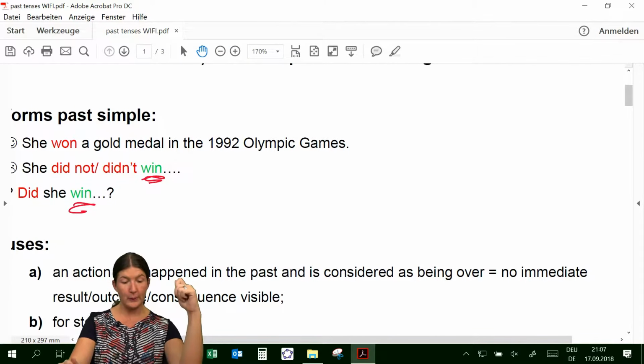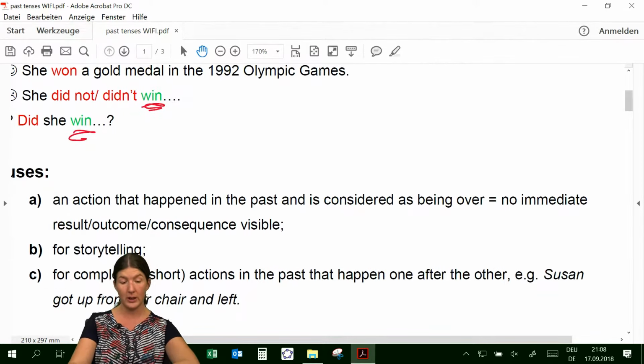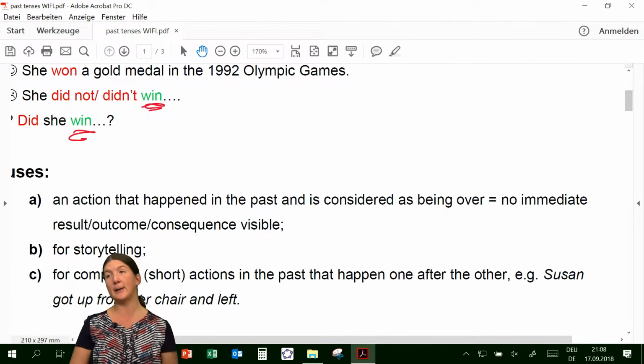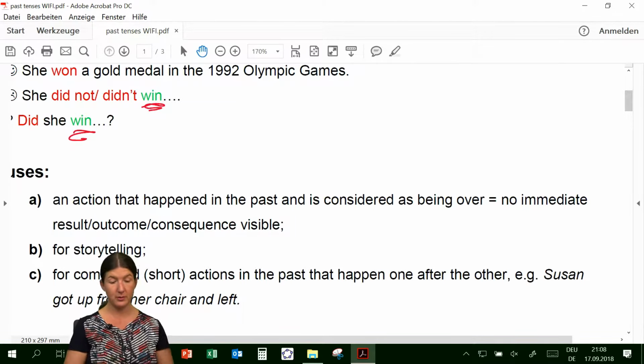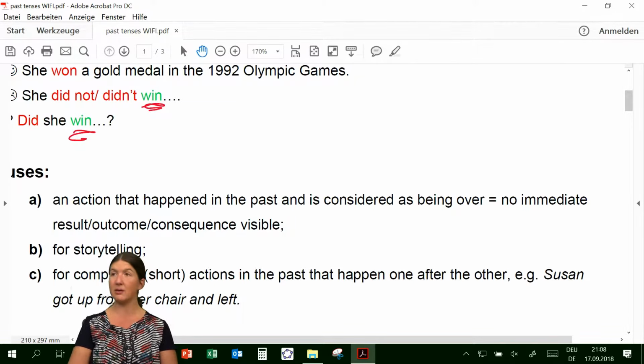We use it for things that happened in the past and that are considered as being over. They have no immediate results, outcome, or consequence visible. That is important as a feature that distinguishes the past simple from the present perfect, which will probably be the content of a separate stream. Present perfect tense is slightly more difficult, or so I think.